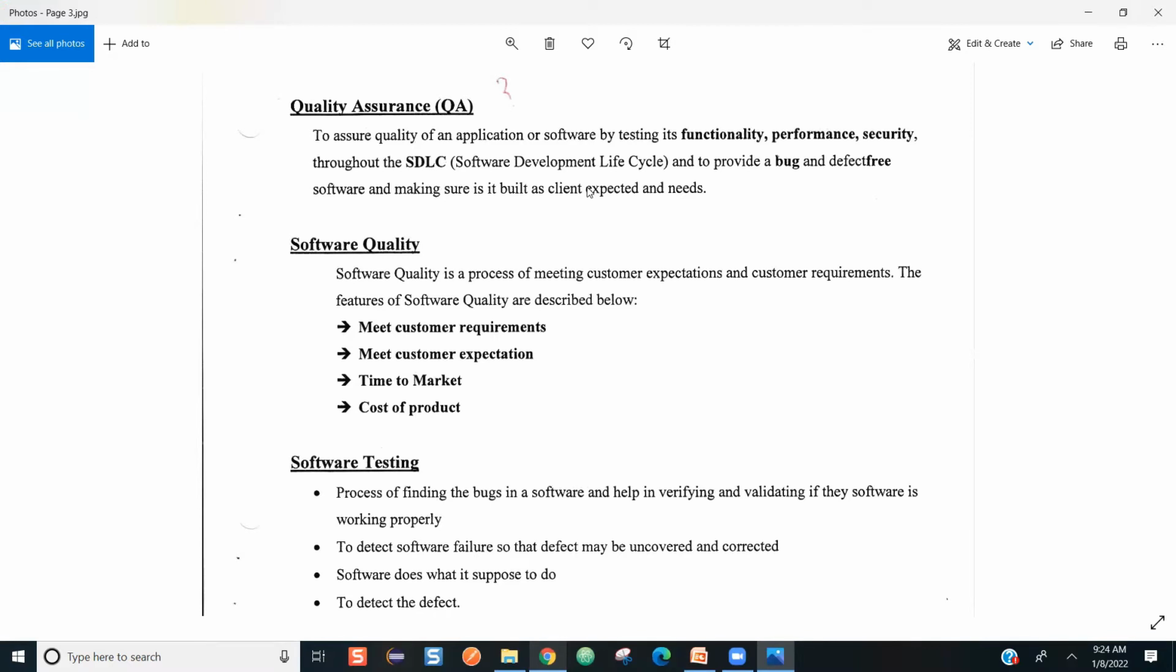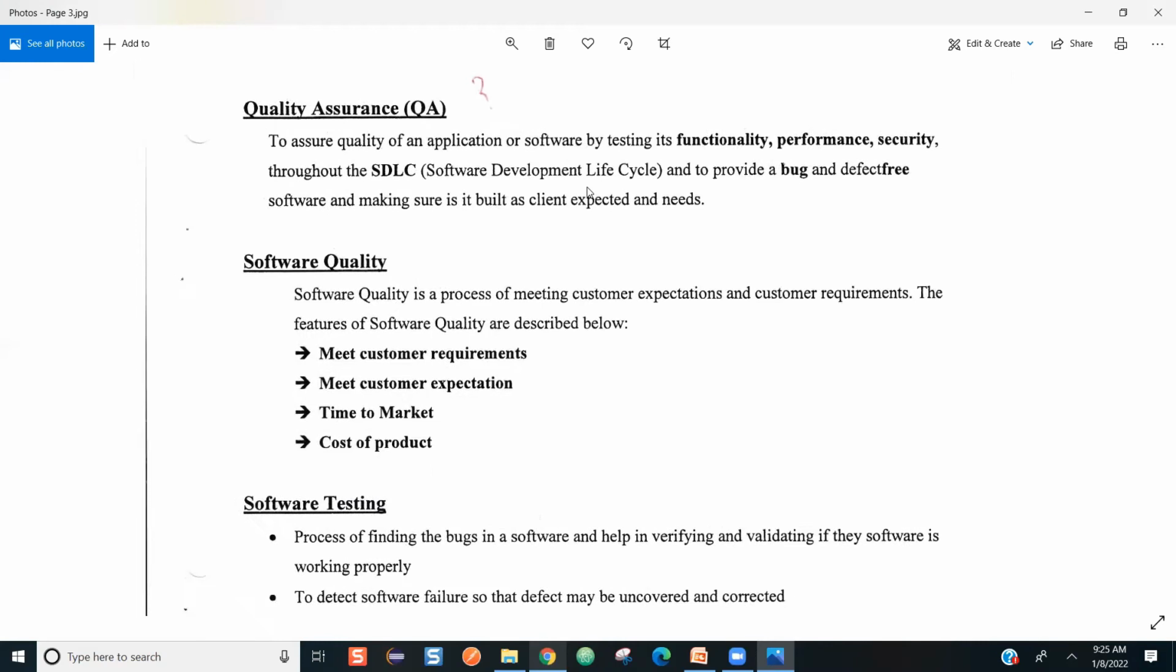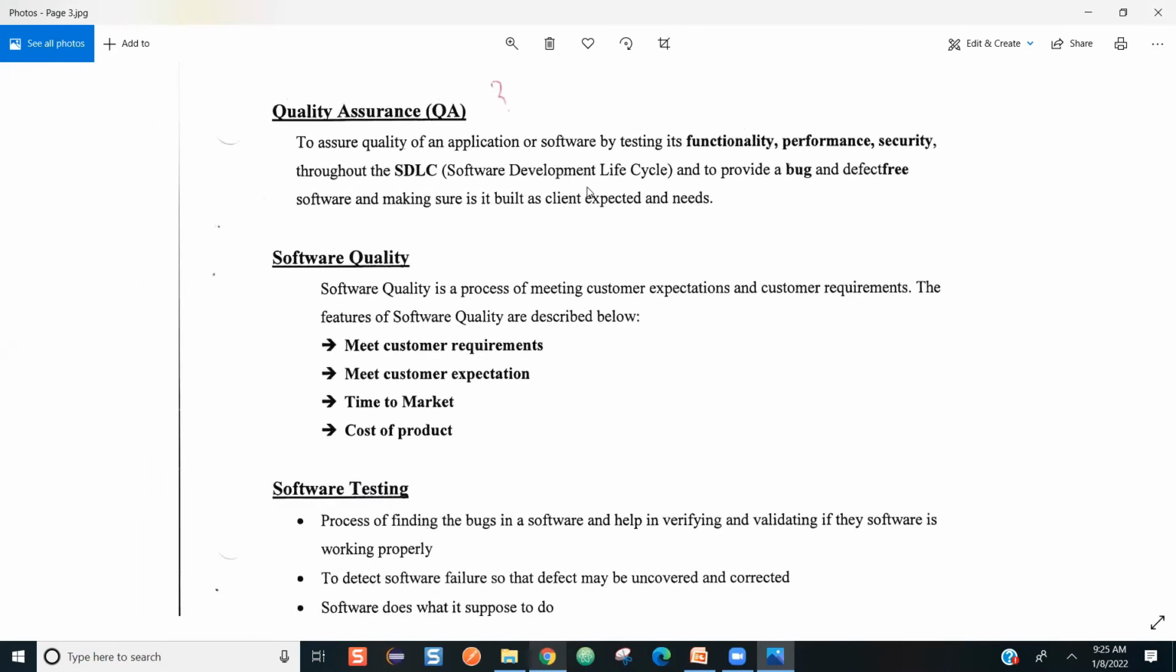Quality assurance, QA, because we start from QA. QA means quality assurance. The definition is like that: to assure the quality of applications or software by testing functionality, performance, security throughout the SDLC, to provide bug and defect-free software, and making sure that it is built as the client has expected and needs. So these terms are all very complex for you right now, because you don't know functionality, performance, security, SDLC, and bug and defect. So I would like to say stop it right now here. You don't need to know quality assurance now, but in future you are supposed to say exactly the same way what is written here.